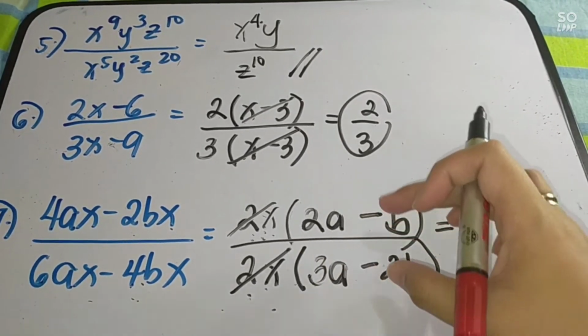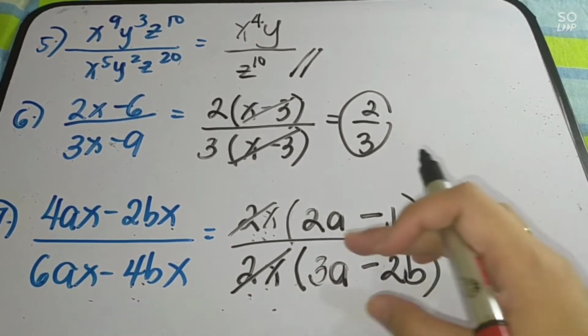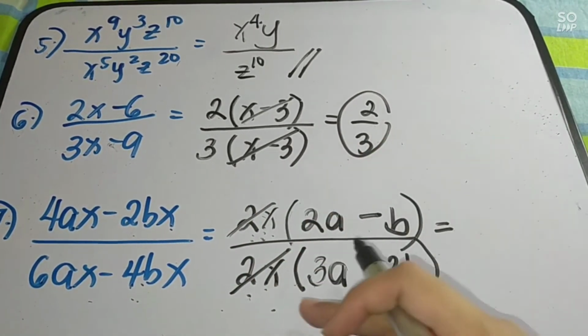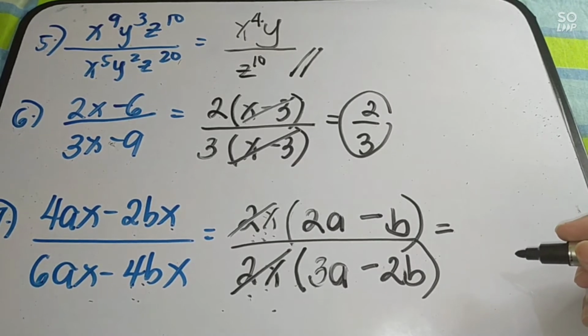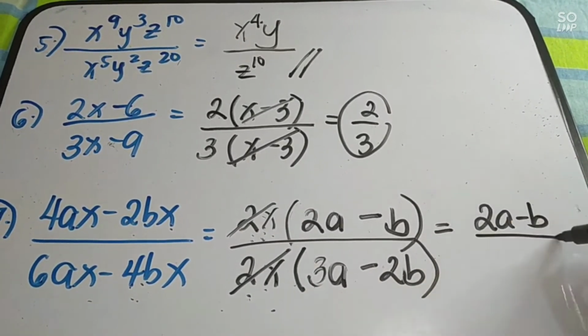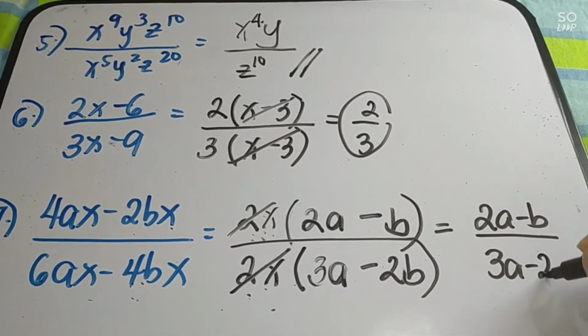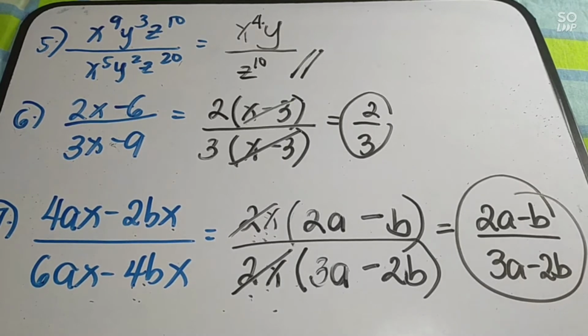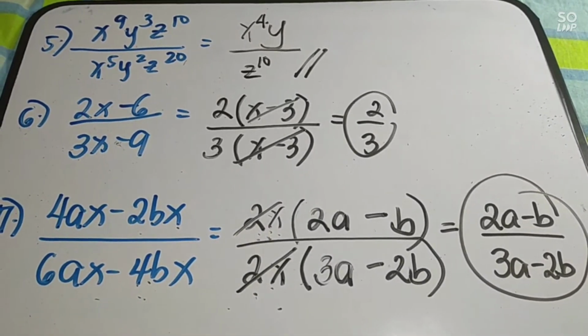So, bawal i-cancel yan kapag meron ka operation sa gitna. Since dito ay multiplication ang operation niya, dyan lang kayo pwedeng mag-cancellation. Is it clear? So, your answer is 2A minus B over 3A minus 2B. So, this is now your final answer. Is it clear? Let us have more examples.